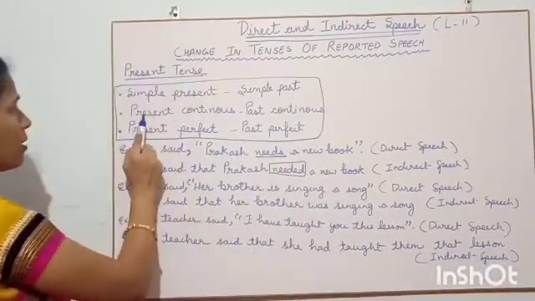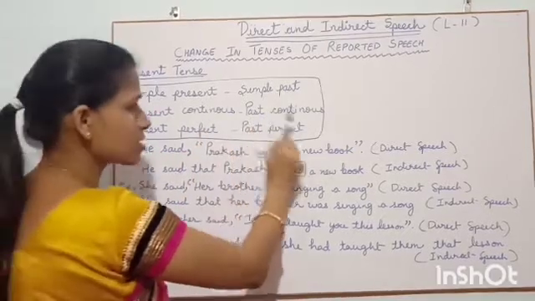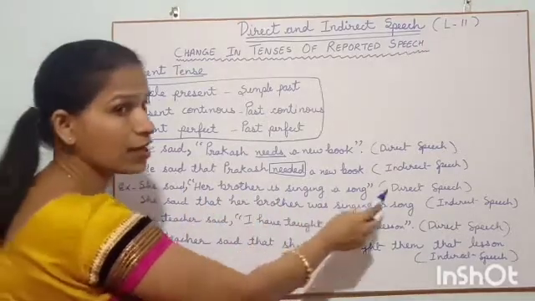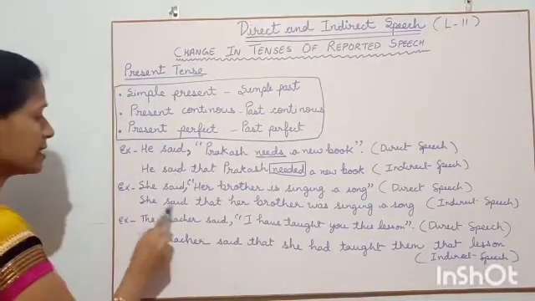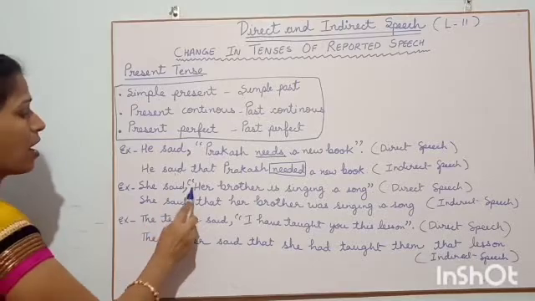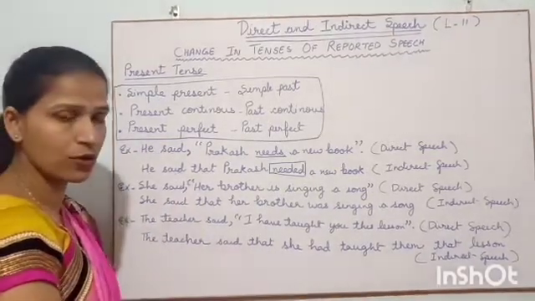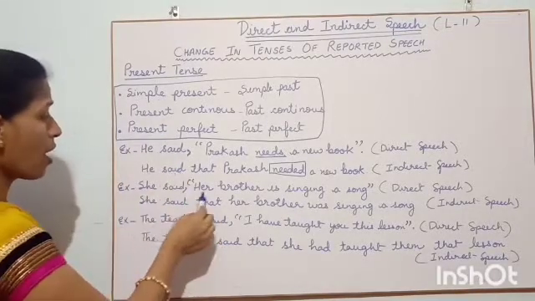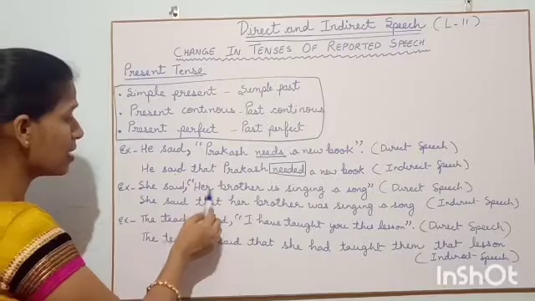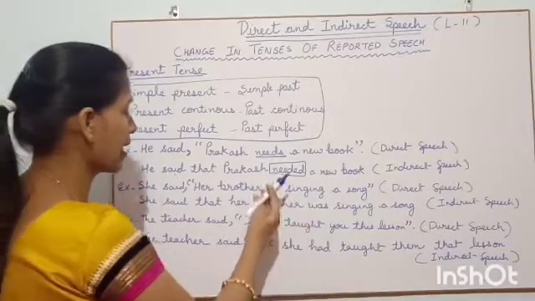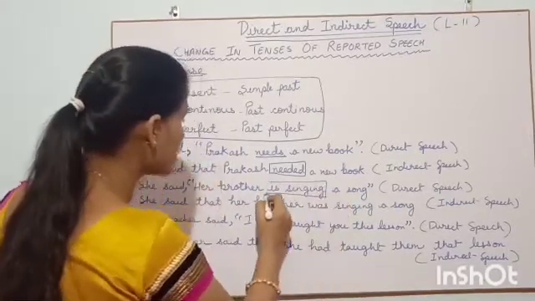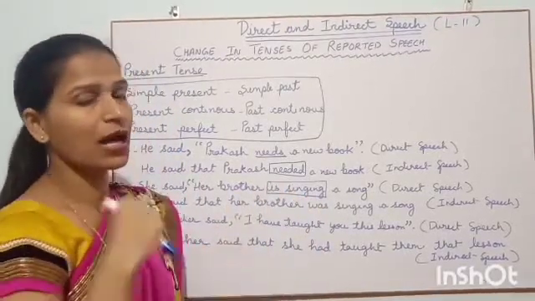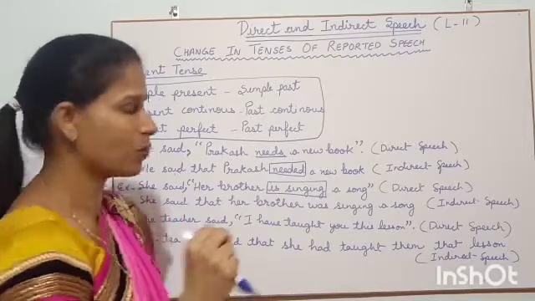Let's come to the second one. Present continuous tense will change into past continuous tense. See, she said, her brother is singing a song. She said will remain said. Removing all these quotes and commas. That. Her means talking about this girl. Her brother is singing. Is singing is your present continuous. I think I have made this thing clear to you. Continuous means the ing form of the verb.